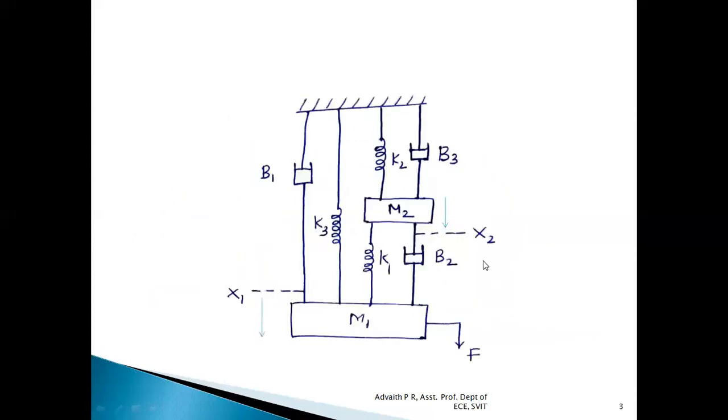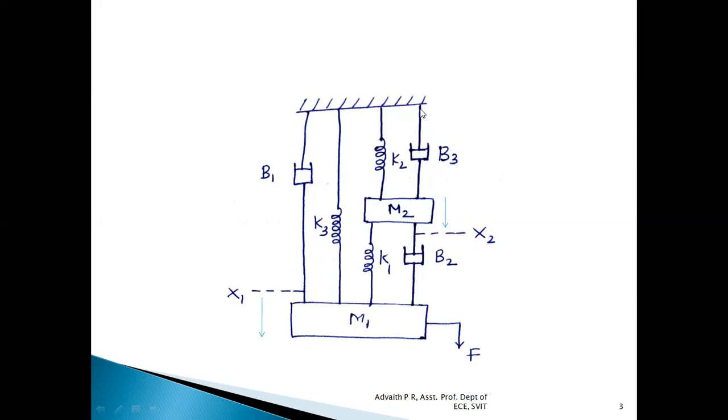Next important thing is we have to identify the elements which are under the influence of the displacements. If we observe, we have displacement x1. Mass M1 is completely under the influence of x1. K3 as well as B1 are also completely under the influence of x1. Hence, M1, K3 and B1 are completely under the influence of x1. Similarly, if we consider x2, mass element M2, K2 and B3 are completely under the influence of x2, because M2 anyhow is under the influence of x2.